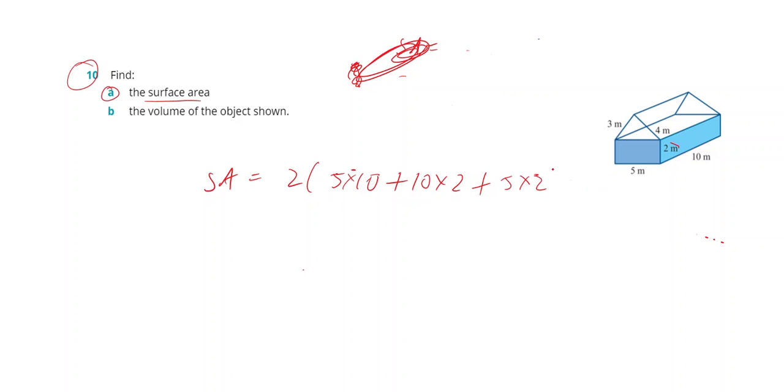The only big problem here is we've counted the white part. Okay, so we need to subtract it. The white part of the rectangular prism is 5 times 10, which is this part. If you minus 5 times 10, that should give you the surface area of the blue. Okay. Now we need to find the surface area of the top part, which is the triangular prism.